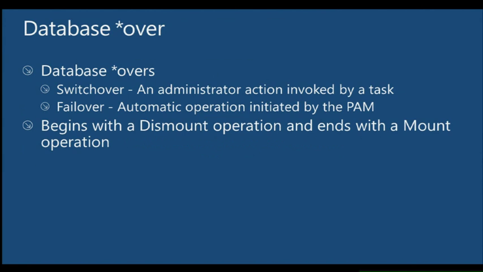So let's talk about how it does those things, starting with the database starover. So if you don't know, starover is shorthand notation. It's short for switchovers and failovers. A failover is automatically done by the system. A switchover is manually performed by an administrator. We call those collectively starovers. So a starover will always begin with Active Manager doing a dismount operation on the original active copy, and it will always end with Active Manager doing a mount operation on the copy being activated, the passive copy that you were turning into the active copy.